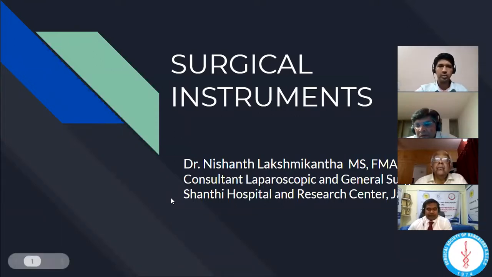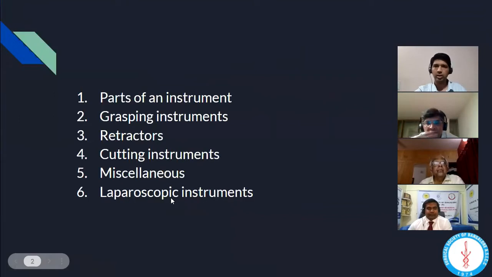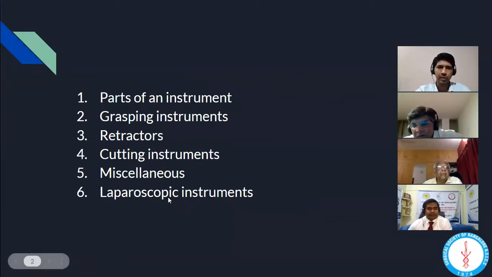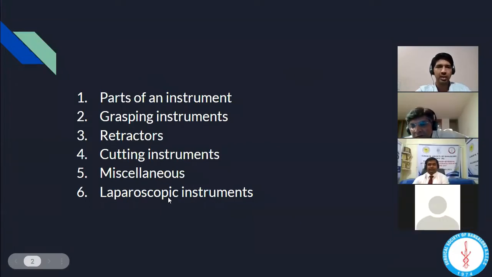I'm Dr. Nishant, and today we'll be discussing surgical instruments. Basically, this is a part of your viva voce after your practical examination, after your major and minor cases. So this will be the way we go about this presentation. First, we're going to talk about parts of an instrument, then the various grasping instruments, the retractors, the cutting instruments, then miscellaneous instruments, and then finally a bit about laparoscopic instruments.